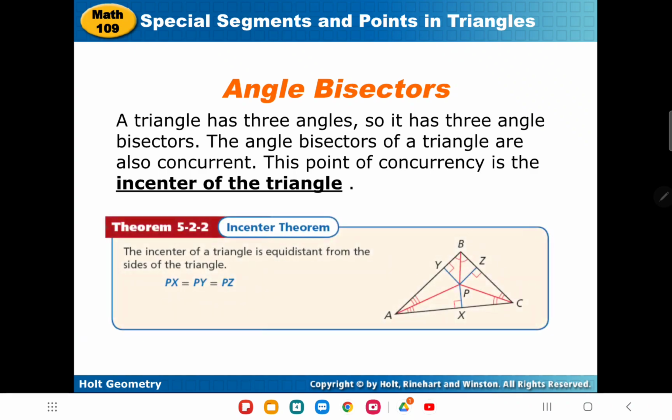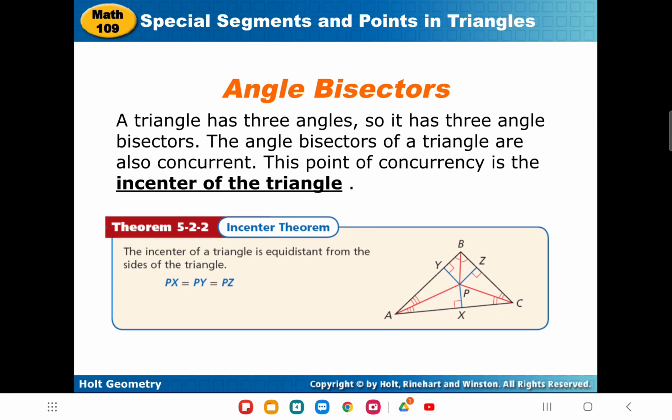The incenter of a triangle is equidistant from the sides of the triangle. So looking at this diagram, PX is equal to PY is equal to PZ. Now you may be saying, what's up with those right angles? Well, we're not talking about perpendicular bisectors, but we do need to recall that the shortest distance from a point to a line, and the distance from a point to a line, therefore, is defined as the perpendicular distance from the point to that line or line segment.